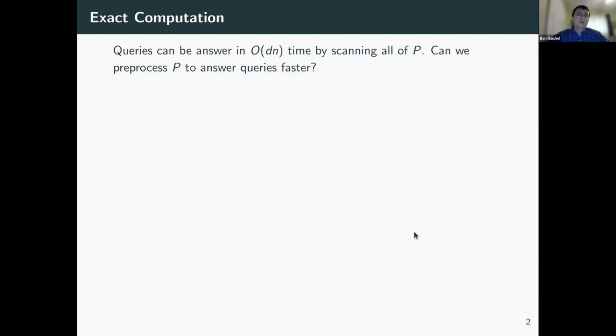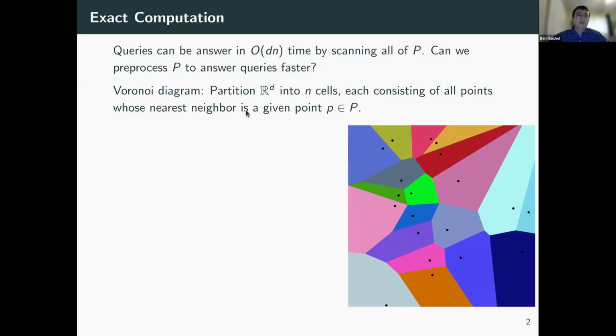Okay, so we want to be able to compute the nearest neighbor. So obviously I can do this in linear time, trivially. I just scan all of the points and I just return the exact nearest neighbor, right? So that's not interesting. The question is, can we pre-process the point set so that I can answer these queries faster, right? So this naturally leads us to the Voronoi diagram, right?